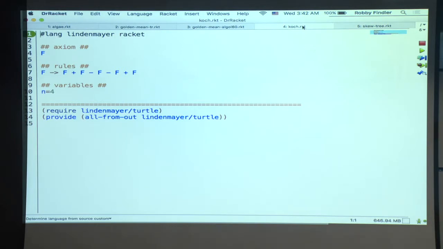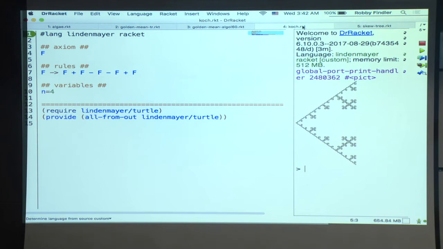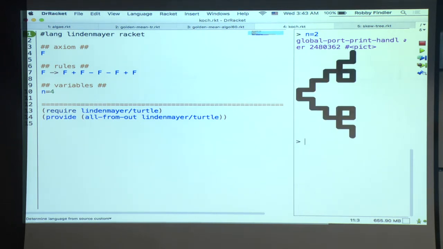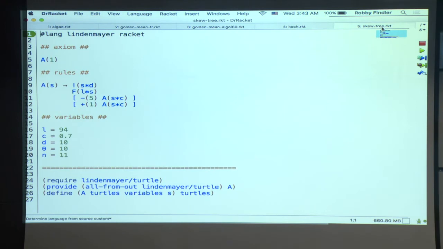And so if we were to run this one, we get this nice picture. You can see after 1 generation, that single F there turned into that particular sequence of turns. And then we can turn each of those Fs into that same sequence, and you start to, okay, you get the idea there.